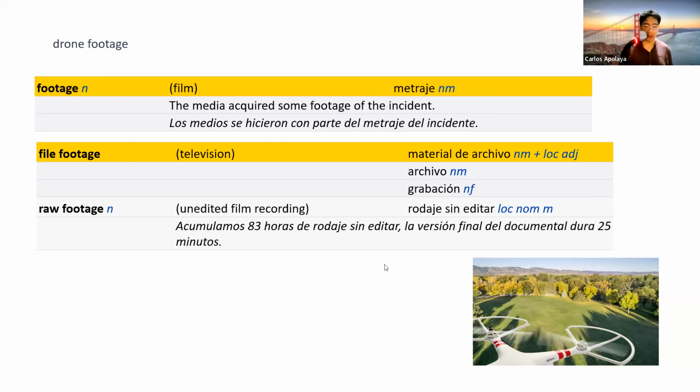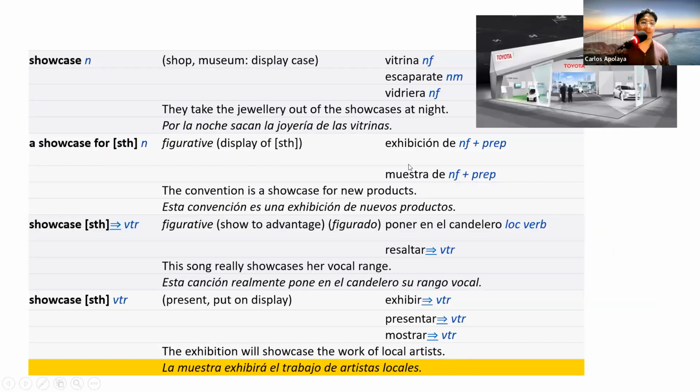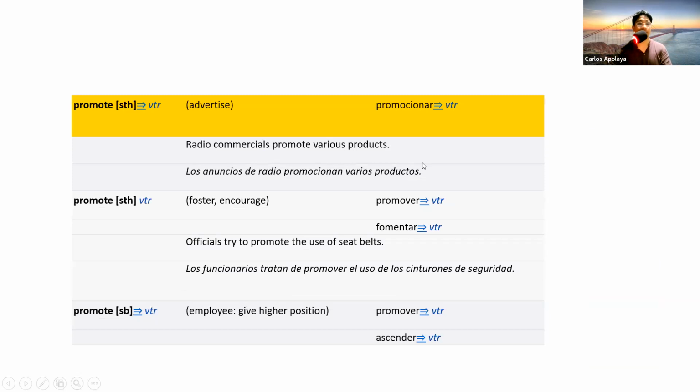Did you understand the words? Nice. This is a showcase. A showcase or showcasing es cuando es una exhibición. Okay? A showcase for a new product es una exhibición de un nuevo producto, maybe. Showcase something es exhibir algo. Exhibir algo. Showcase something. Now, next.